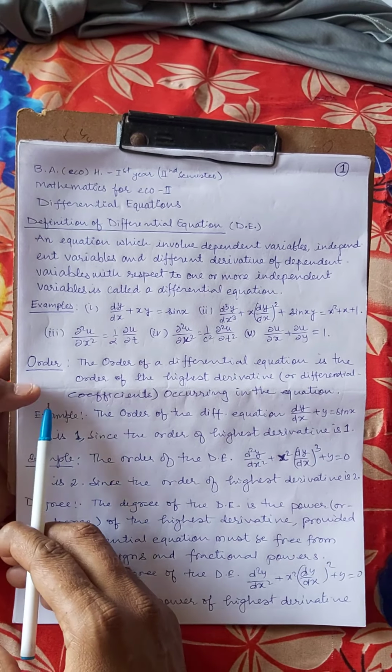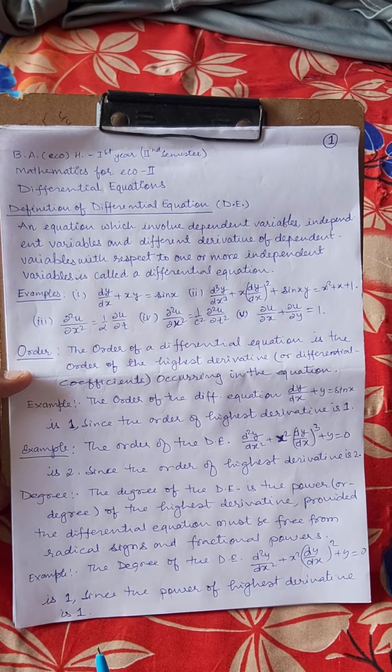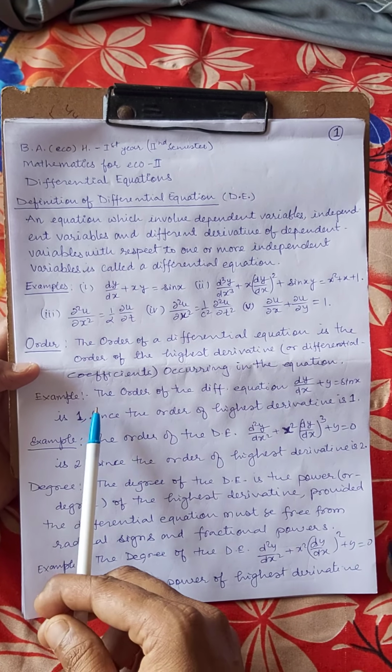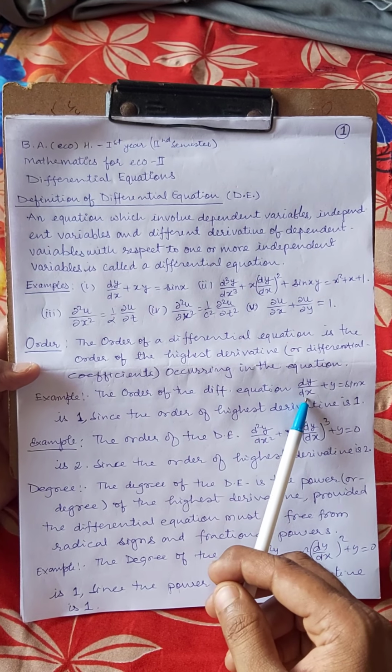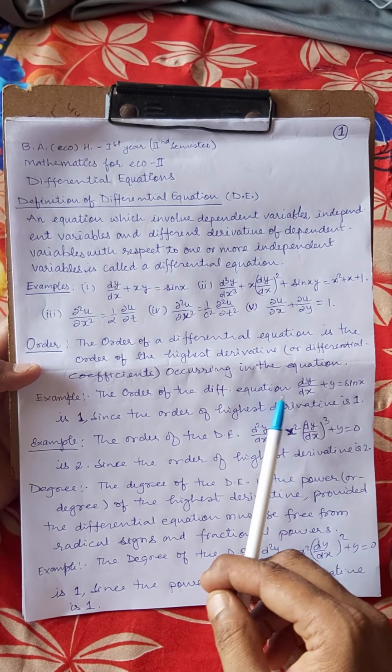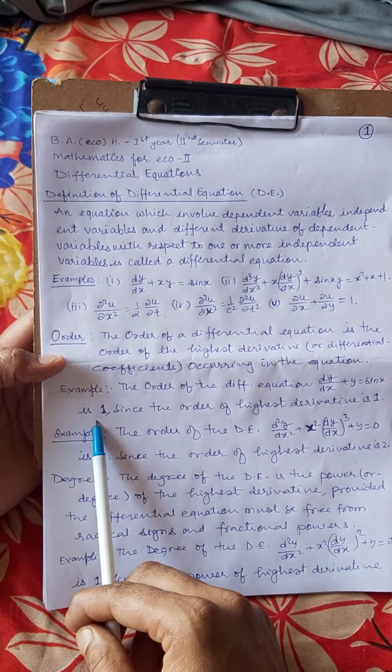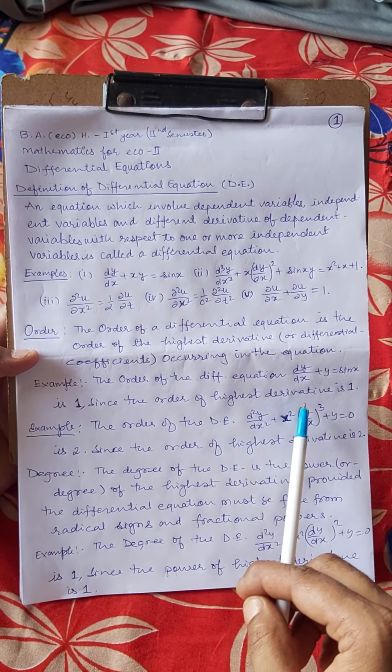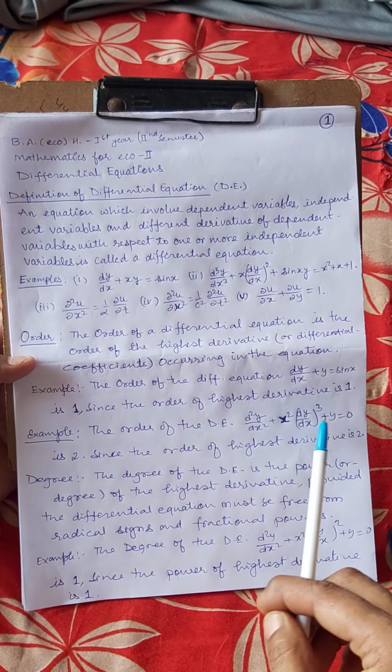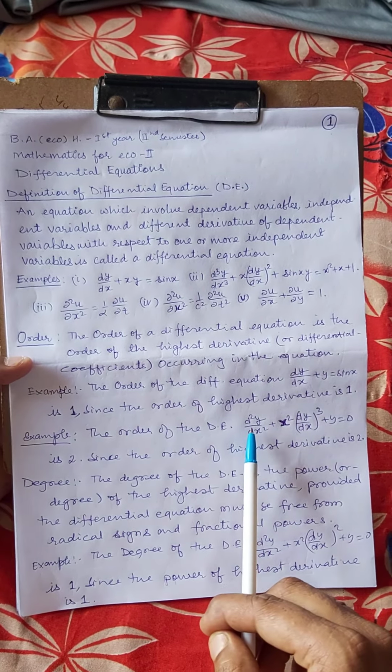The order of a differential equation is the order of the highest derivative which occurs in the given differential equation. For example, the order of this differential equation is 1, because here the highest derivative is of order 1. In the second example the order is 2. Why? Because the highest derivative is of order 2, and this one is a derivative of order 1. Therefore, the highest order derivative gives the order of the differential equation. So we can say the order of this differential equation is 2.